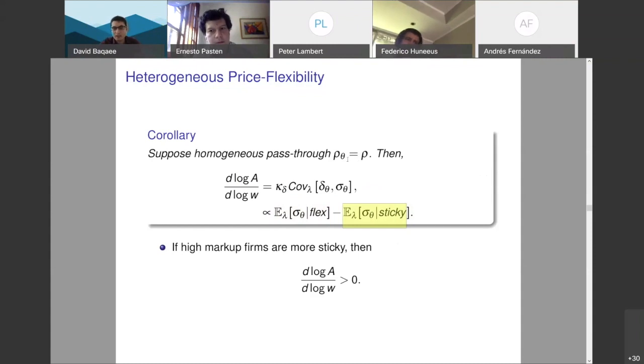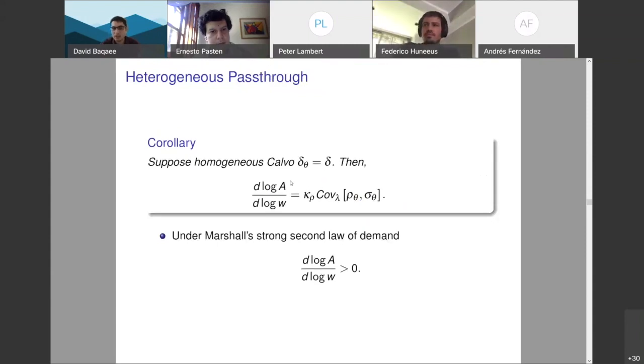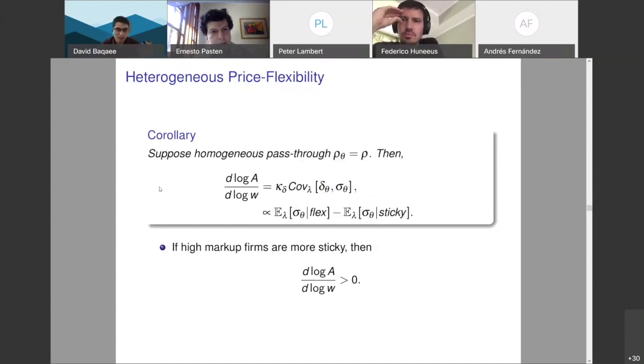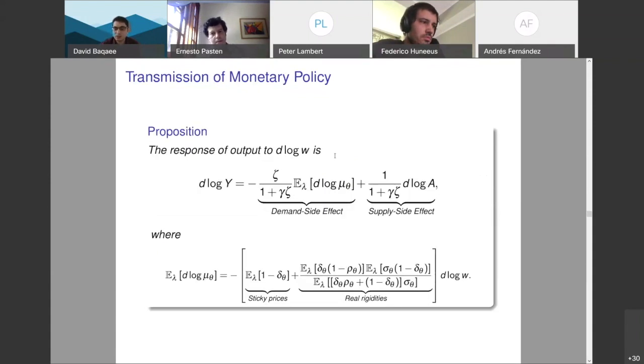Now, this mechanism I'm not going to focus on anymore going forward. I'm going to shut down heterogeneity in the Calvo parameter for the most part. What I'm going to be really focused on is heterogeneity in desired pass-throughs, because that's where we have stronger evidence. But it's nice to point out that there could be another mechanism that could be driving these sorts of results as well. So that's how productivity responds.